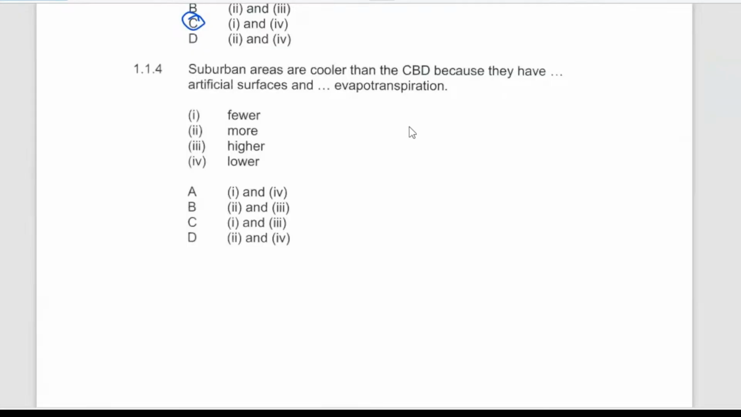in the temperatures. So we are saying item fewer for artificial surfaces and dash evapotranspiration. Right. We are looking at the release of moisture from vegetation, that is evapotranspiration, combined with evaporation. So we are saying what is the level of evapotranspiration in the suburban areas? Automatically, it has to be higher so that we have a cooling effect compared to the urban CBD. So our correct response is matching item number 1 and item number 3, which is response number C.